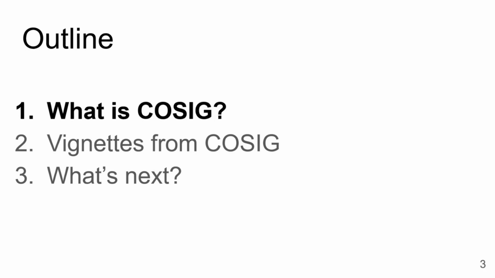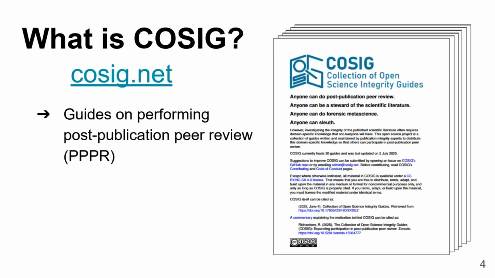So first of all, what are we working with here? The collection of Open Science Integrity Guides is sort of an open source textbook on performing post-publication peer review, or PPPR. You might also hear this called sleuthing, forensic meta-science. I like calling it stewardship of the scientific literature. It's something that I believe we should all be doing: revisiting the scientific literature with a critical eye. Lots of people do this at scale. For instance, you already heard from Nick and James.